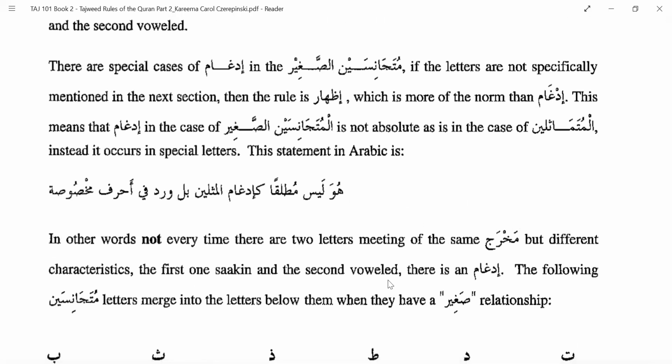Now, this is written in one Arabic statement here, which translates to: not every time there are two letters meeting of the same makhraj but different sifa, the first one with sukoon and the second one with a vowel, there is an idgham. That means not every time you will have an idgham. Mutajanisan letters merge into the letters below when they have a saghir relationship.